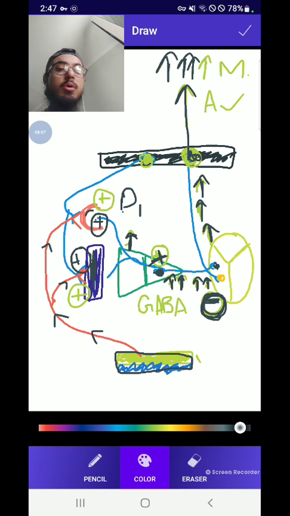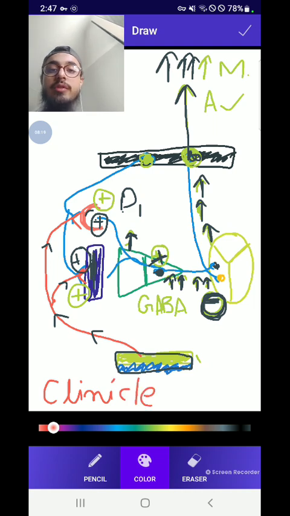So what is the importance of this pathway when there is damage? Clinical importance: there is damage of any direct pathway structure or the substantia nigra. What is the disease process? There is Parkinson's disease, in which the patients are unable to initiate movement. This type of problem is due to the damage of the direct pathway or nigrostriatal pathway, which is involved in the direct pathway of the basal ganglia.